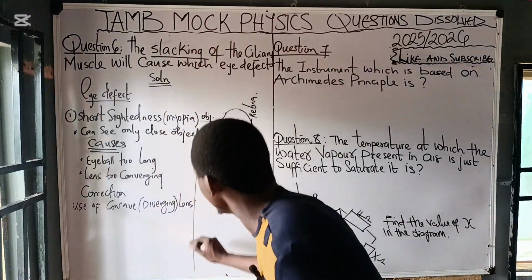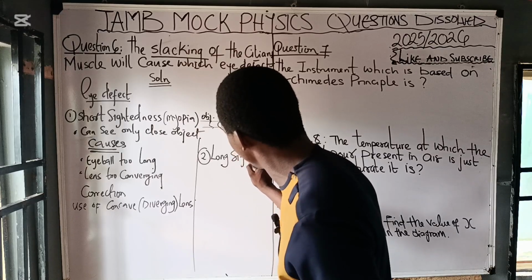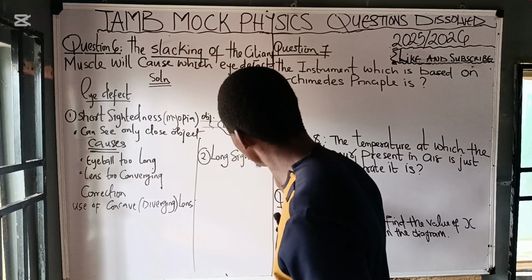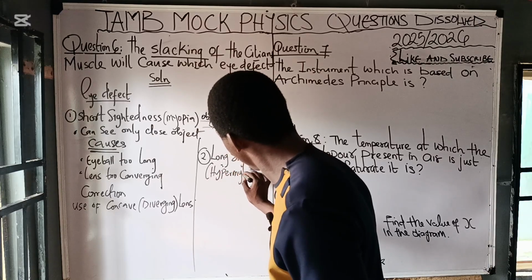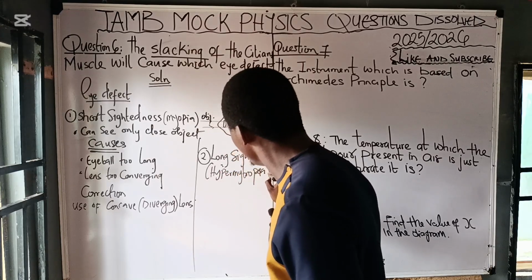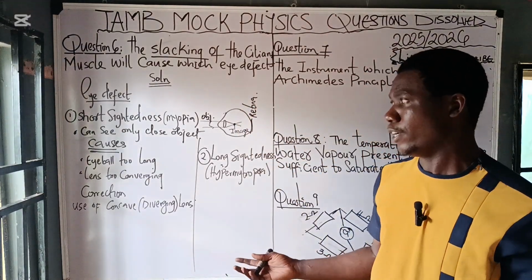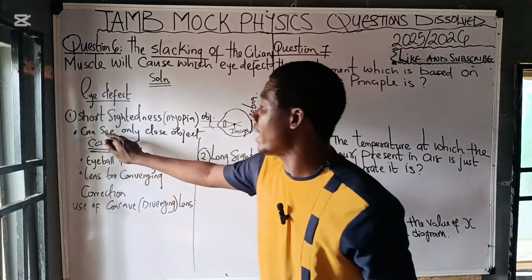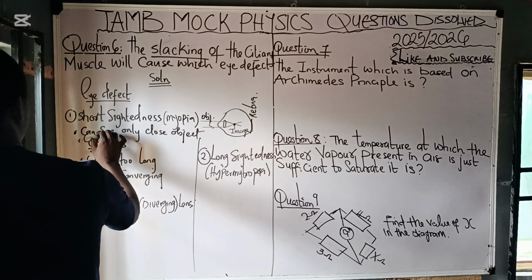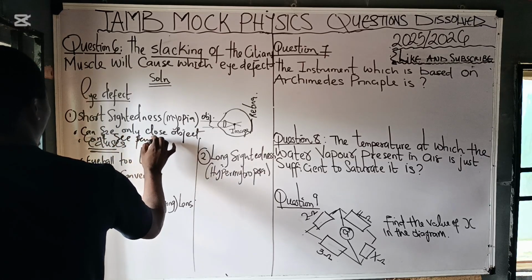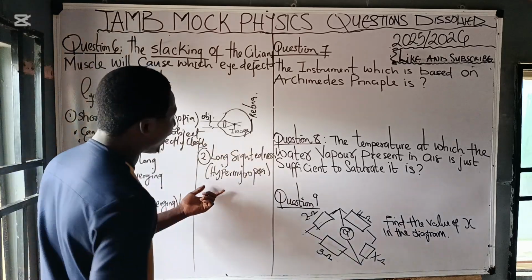Now, the next one is called long-sightedness, which is called hypermetropia. Hypermetropia means that the person can only see far but cannot see near objects. Don't forget that short-sightedness means that one can see only close objects. It can't see far objects clearly. So it cannot see far objects clearly.